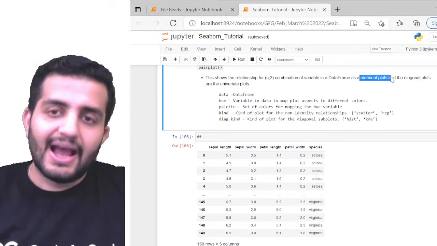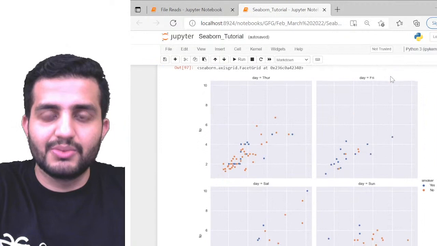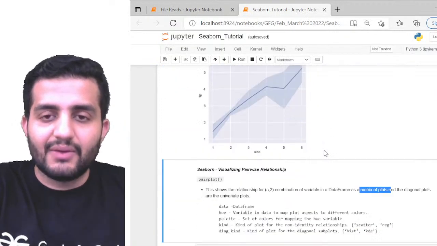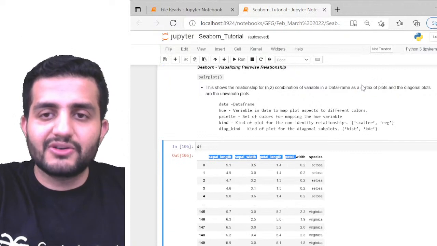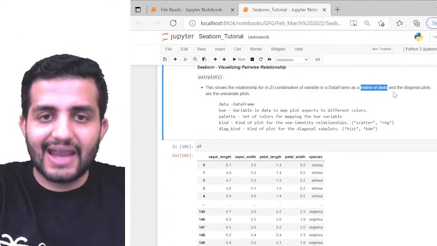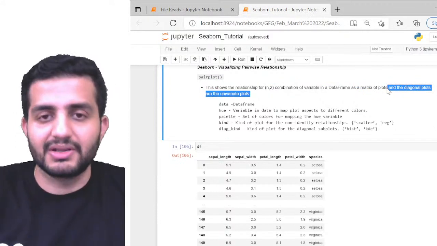So now here I'll be getting a matrix of plots like the way we were seeing here, right? Here is a 2 cross 2 matrix, something of that sort. Likewise, for howsoever many combinations we have, those many matrix of plots will be plotted for us, and the diagonal plots are the univariate plots. I'll show you what that means, so don't get confused by this.